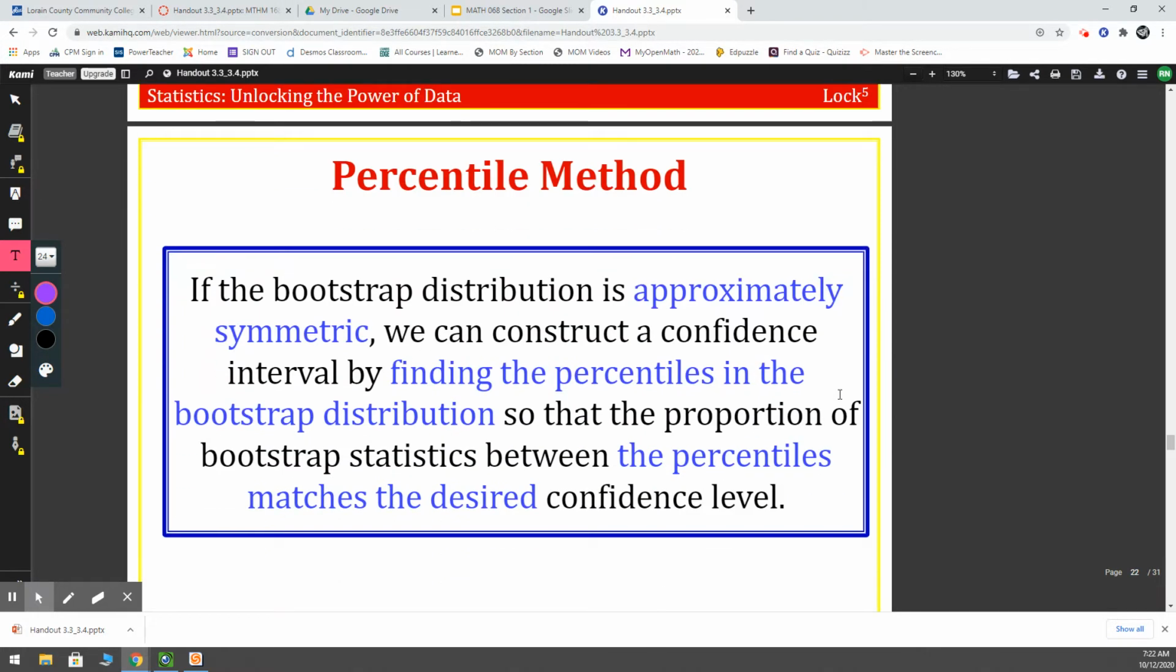When we talk about a percentile method, it says if the Bootstrap distribution is approximately symmetric, meaning we don't have spikiness inside of it, we don't have skewness, then we construct a confidence interval by finding the percentiles in the Bootstrap distribution. So the proportion of Bootstrap statistics between the percentiles match the desired confidence level.